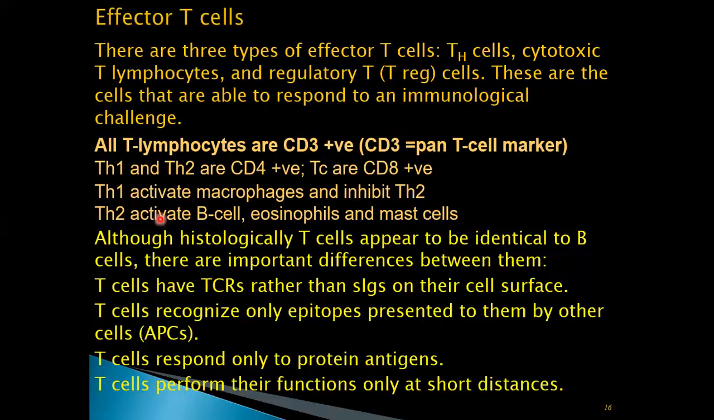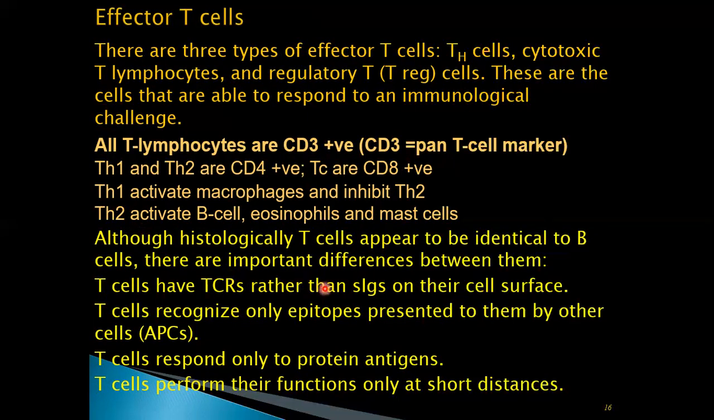Remember, this Th2 type also activates the eosinophils and mast cells. But don't forget, B cells are activated by T helper cell type 2. Type 1 activates the macrophages and inhibits the T helper type 2 cells, plus it activates the cytotoxic T cells.